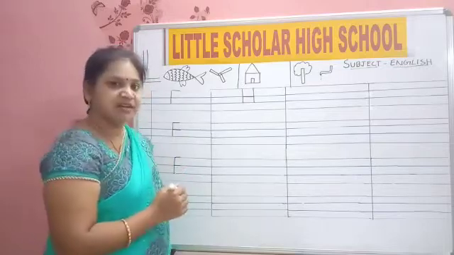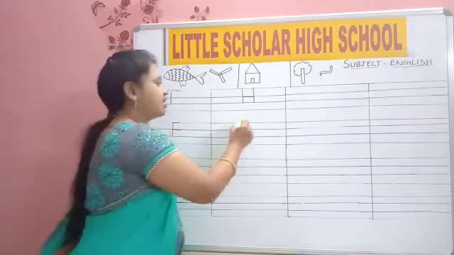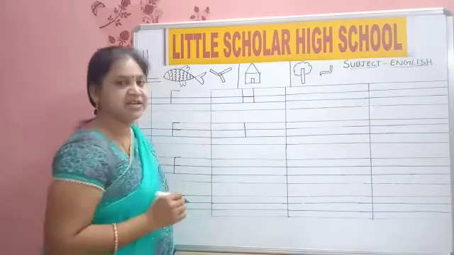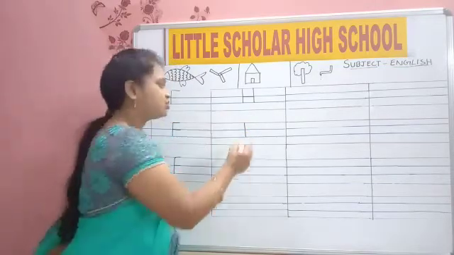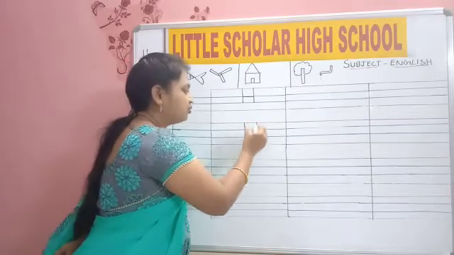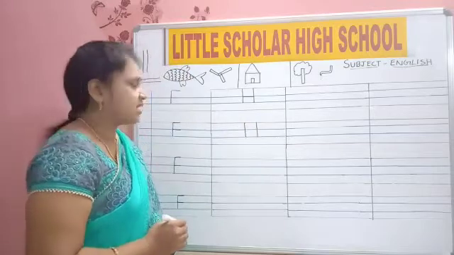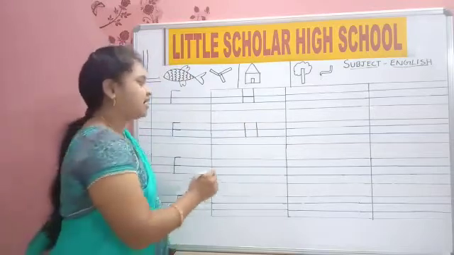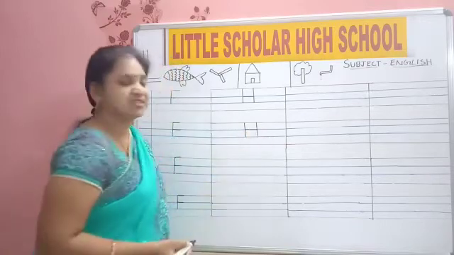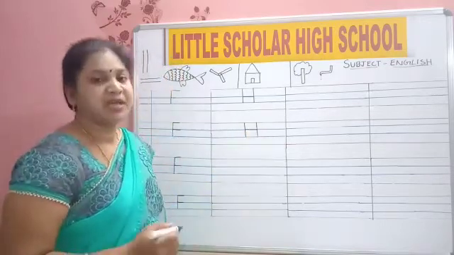Once again, shall we learn H? See here. Standing line from the red line to the second blue line. One more, the same line, from the red line to the second blue line, standing line, and one sleeping line in between. This is capital H, big H.